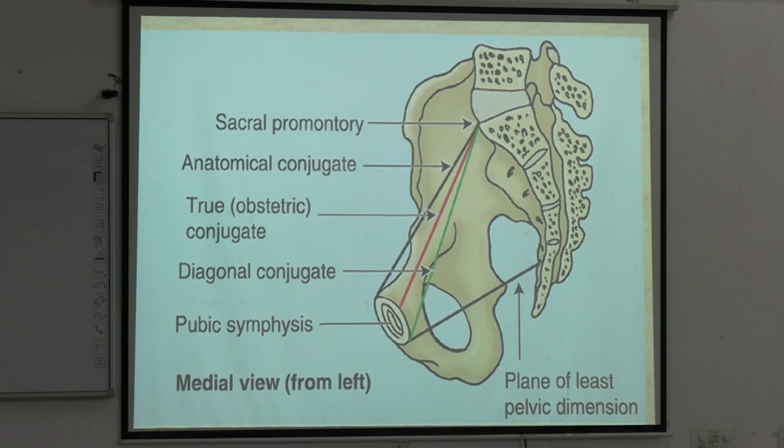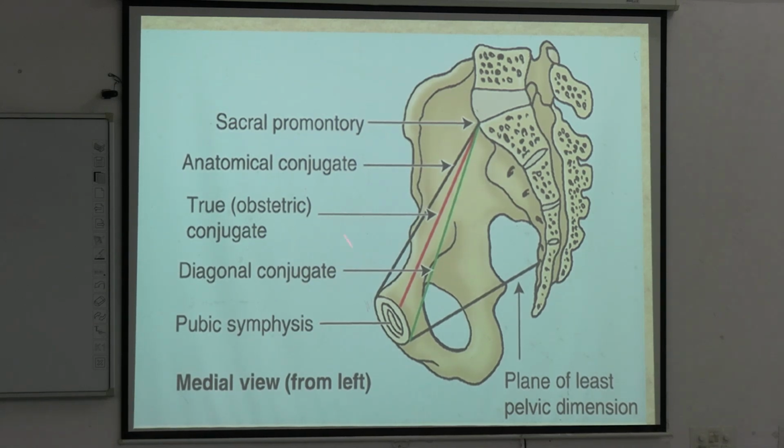Now, out of these three lines, the green line, the red line, and the black line, the least diameter we get is the red line, which is the AP conjugate. We call it the true conjugate, also known as the obstetric conjugate. This obstetric conjugate we measure for the childbirth prognosis, whether we go for surgical intervention or let the baby come out through the birth tract. That measurement matters. How?